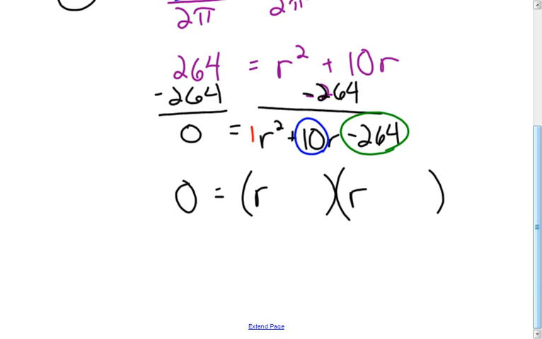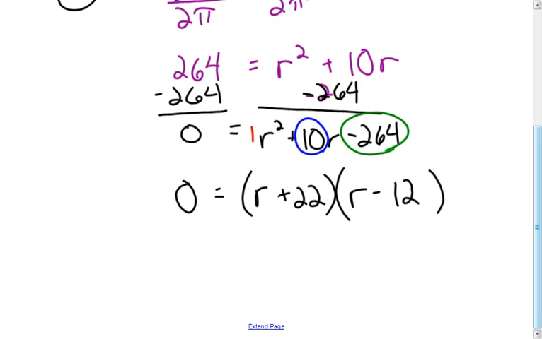I'm going to start with the negative part. Being I have to multiply to be a negative, I know one's going to have to be positive and one's going to have to be negative. And now those two numbers, if I take 12 and I multiply it by 22, I get 264. The question is, do I want the positive 12 or the positive 22? Well, being that the 10 is positive, I know that the larger number is going to have to be positive. So that's a positive 22 and a negative 12.